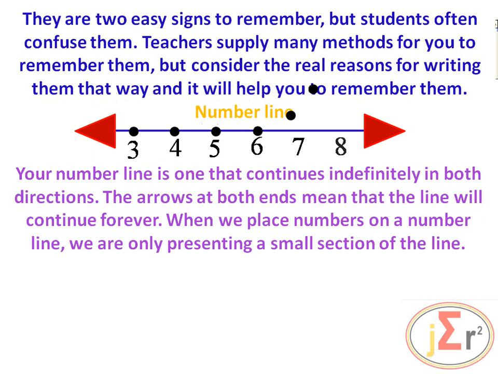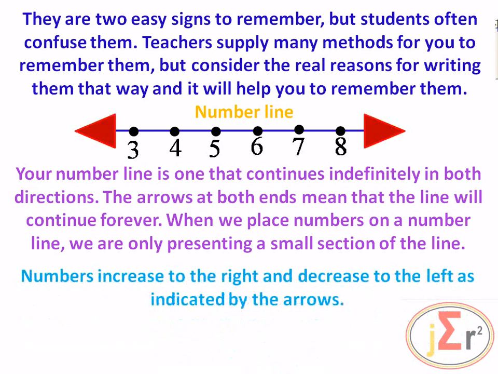So we are supplying numbers for our number line, and the number line has numbers going from 3 to 8. When we are presenting a number line, we are not presenting the entire number line, but just a small portion of it, like we are doing right there. Numbers increase to the right and decrease to the left as indicated by the arrows.